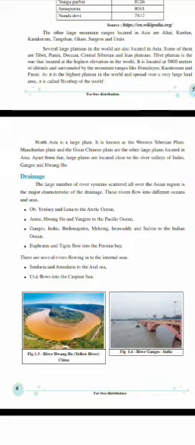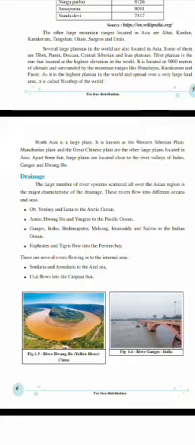North Asia is a large plain, also known as the Western Siberian Plain. Other plains located in Asia are the Manchurian Plain and the Great Chinese Plain. So what is a drainage?